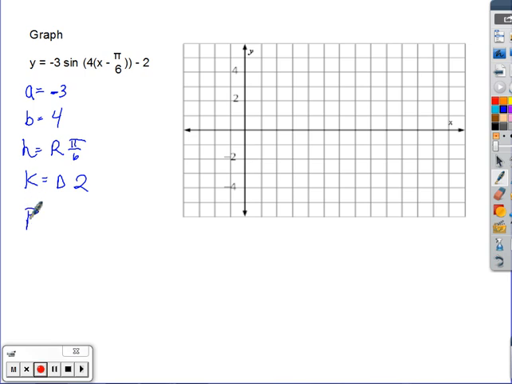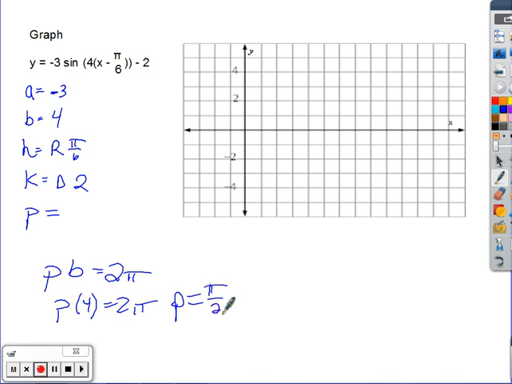Okay, we don't know the period. We've got to find it this time. So PB equals 2 pi. So P times 4 equals 2 pi, which means my period is going to be, divide by 4, pi over 2. Okay, so my period is pi over 2.